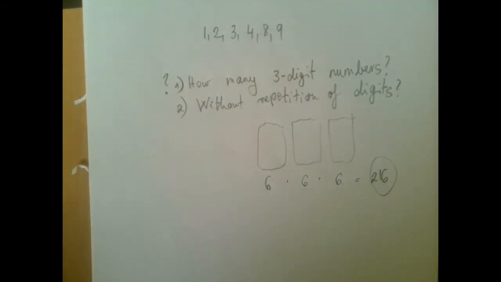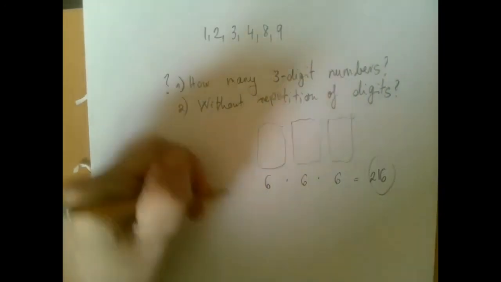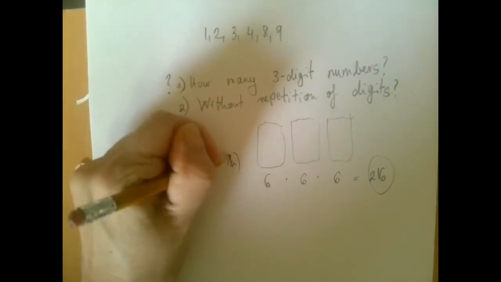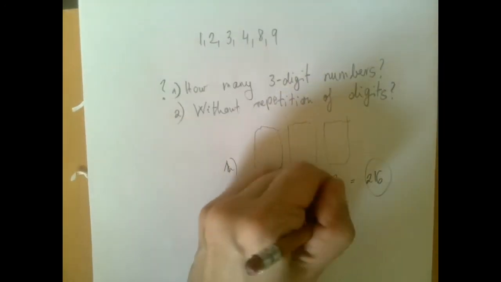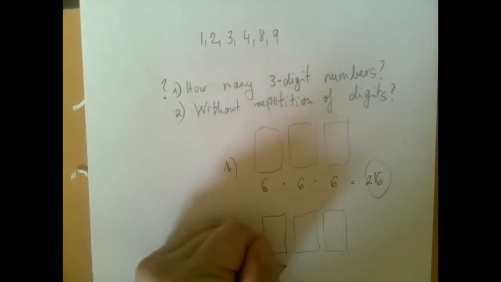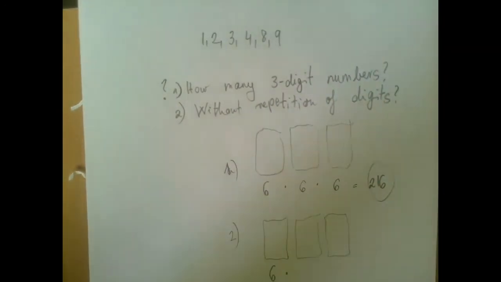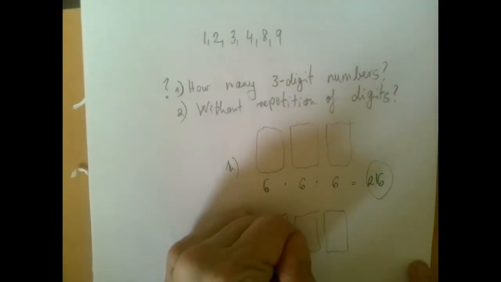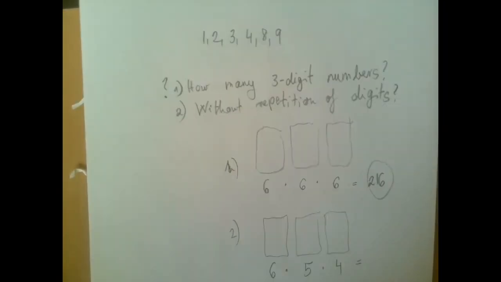So the second one: if you're not allowed to repeat digits, then we have six options for the first one, but now we're down to five with the second one, and then four for the third one, 120.